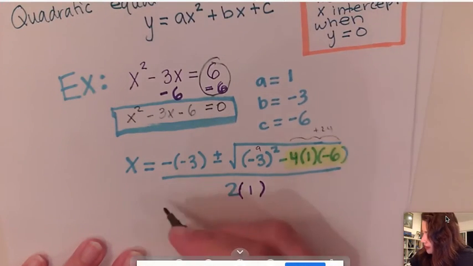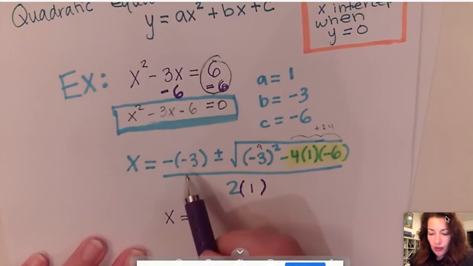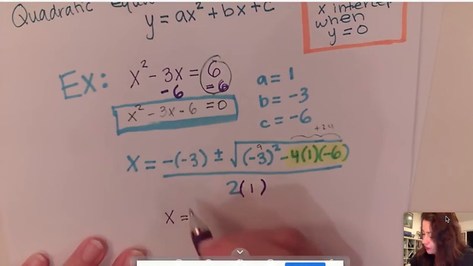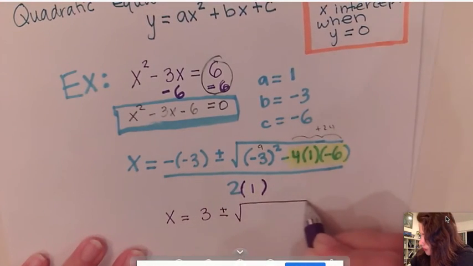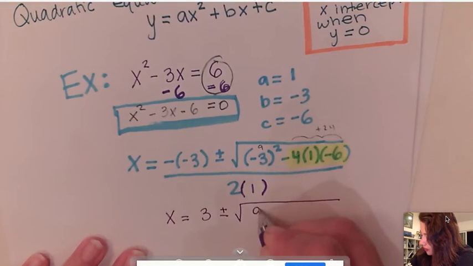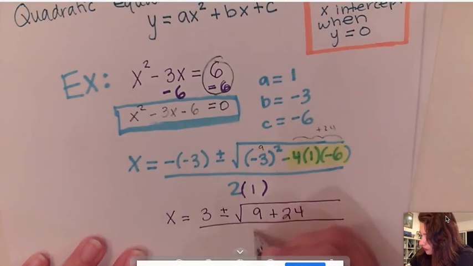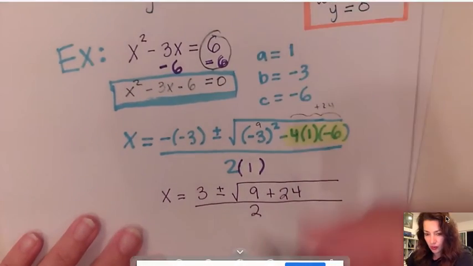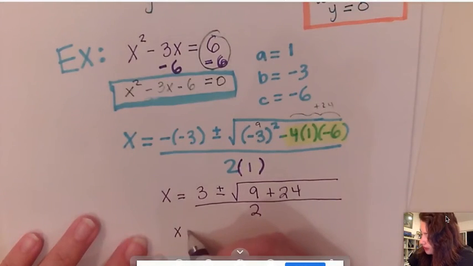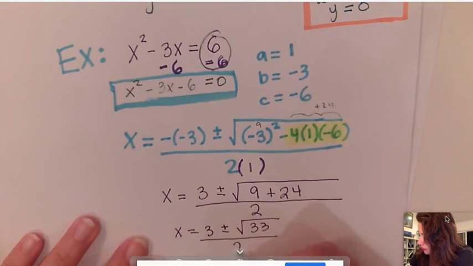So let's go ahead and rewrite it. We're going to have x equals, and I could already go ahead and say minus 3 is positive 3, plus or minus, and you can show a few steps, the square root of 9 plus 24, all over 2. We're going to simplify that. What is 9 and 24? 33. So x equals 3 plus or minus the square root of 33 all over 2.